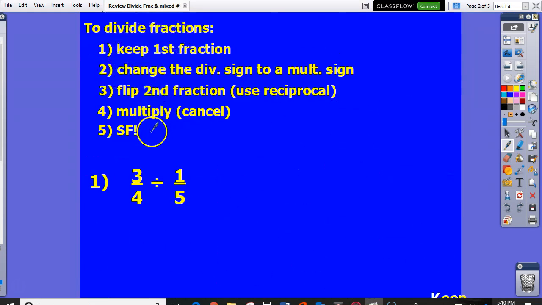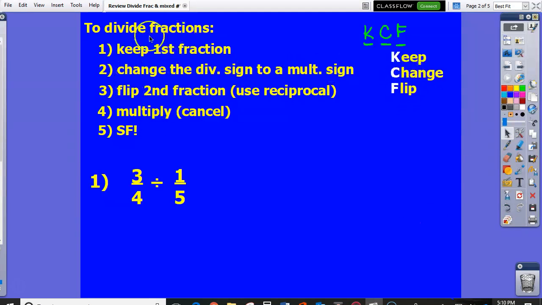This is a list of all of the steps you really need to follow. We talked about that earlier in the year, but we simplified it to 3 letters or 3 words. We simplified it to KCF, which represents keep the first fraction, change the division to multiplication, and flip the second fraction, which is the reciprocal. And last, it's a multiplication problem, so you multiply. Always, always, always simplify your answers. Improper fractions are okay.